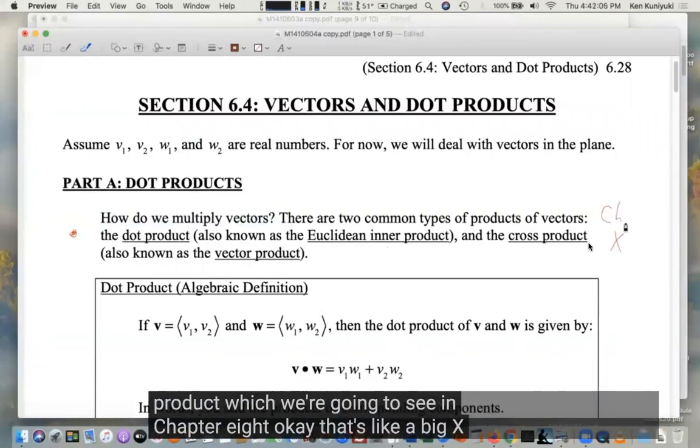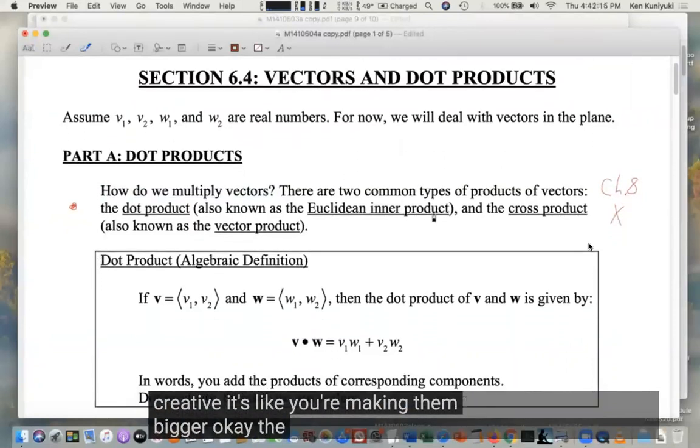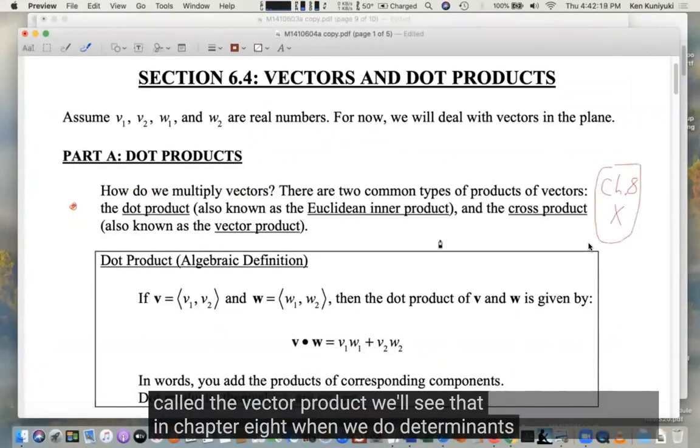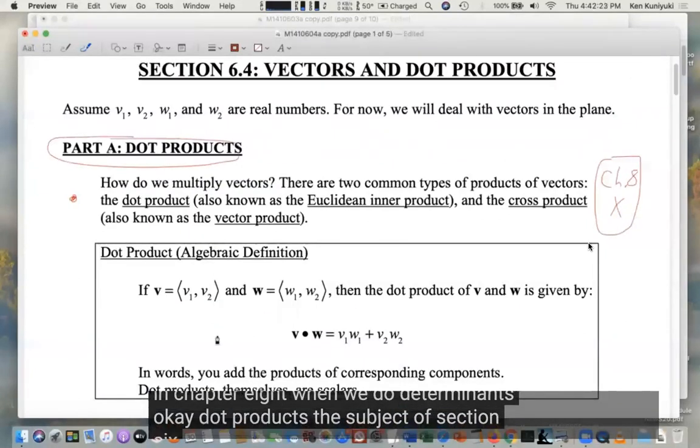Okay, that's like a big X there. So yes, the notations aren't very creative. It's like you're making them bigger. The cross product is also called the vector product. We'll see that in chapter 8 when we do determinants. Okay, dot products, the subject of section 6.4.